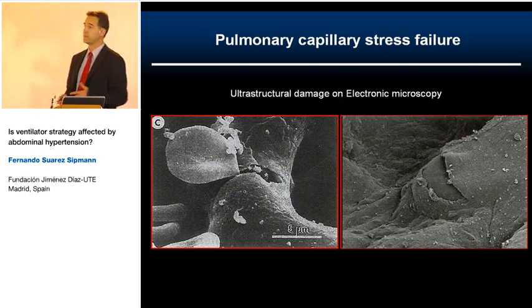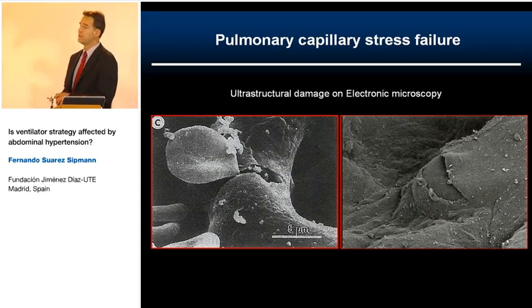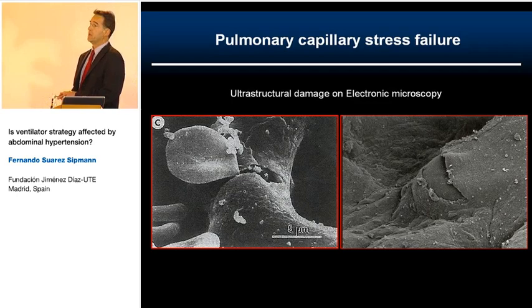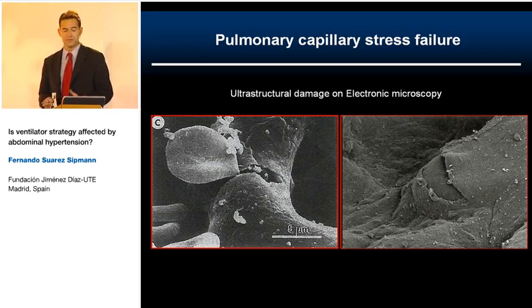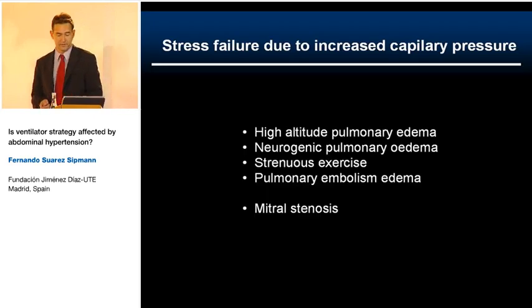Morphologically, these spectacular images from electron microscopy are showing the breaks that are produced in the surface of the alveolar cells, putting in contact the alveolar lumen with the capillary lumen, where the red blood cells are protruding out and invading the alveolar space. So these are the morphologic expression of the capillary stress failure.